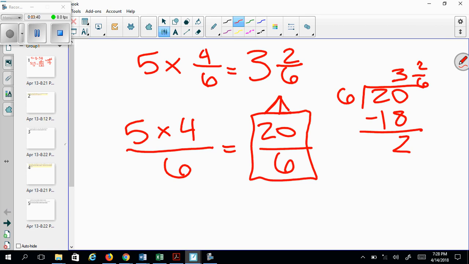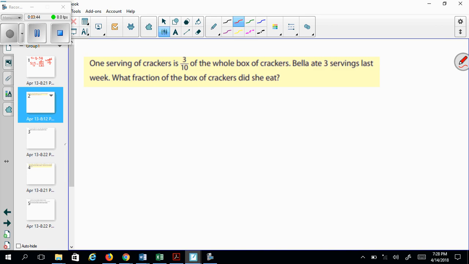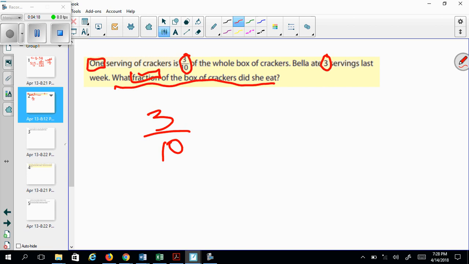Okay? So now we're going to take a look at a word problem. It says 1 serving of crackers is 3/10 of the whole box of crackers. Bella ate 3 servings last week. What fraction of the box of crackers did she eat? So here it says 1 serving is 3/10 of the whole box of crackers. And she ate 3 servings last week. What fraction of the box of crackers did she eat? What fraction? So I know I'm going to be looking at a fraction here. So I have 3/10 for 1 serving, but she ate 3 servings. So for that, I'm going to be multiplying.